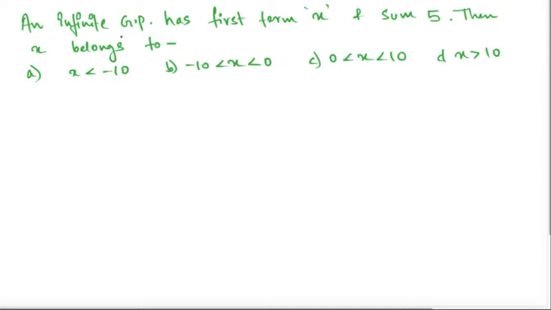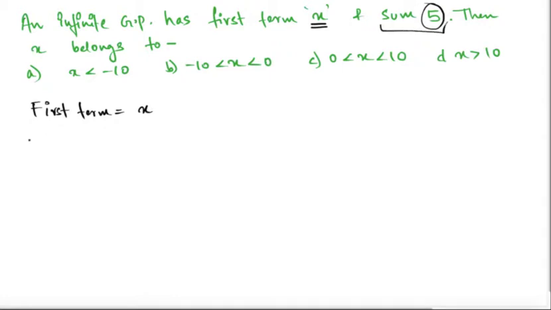An infinite geometric progression has first term as x and sum equal to 5. Then x belongs to. So it says that there is an infinite GP and its first term is x. First term is given as x. The sum is equal to 5.